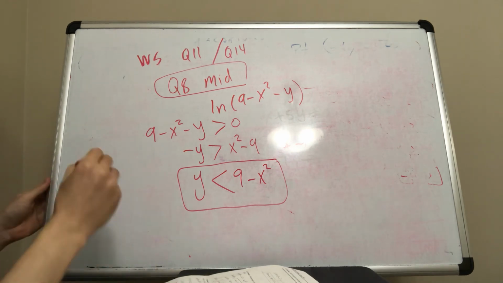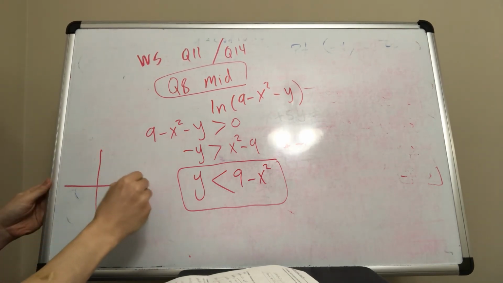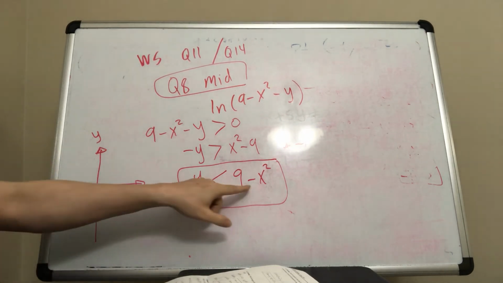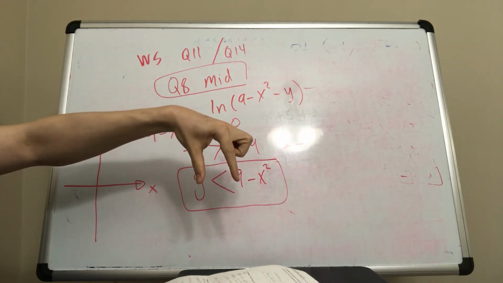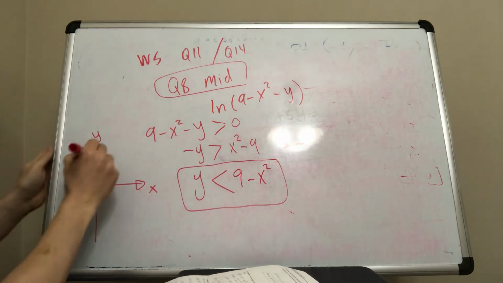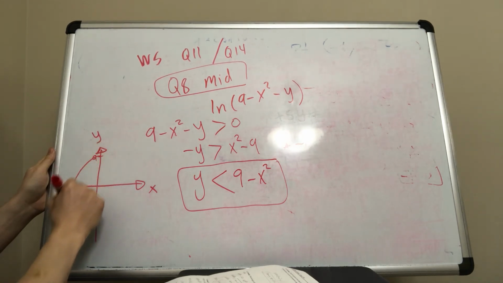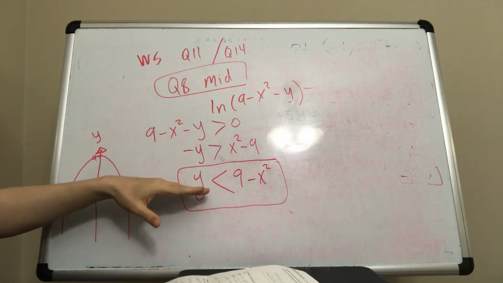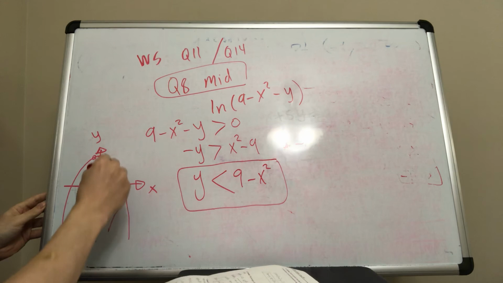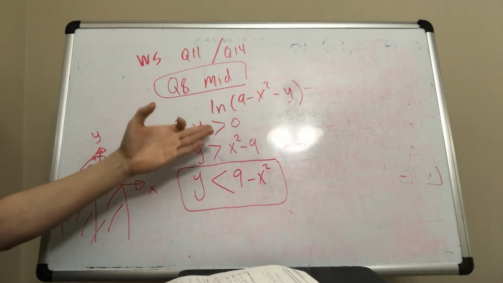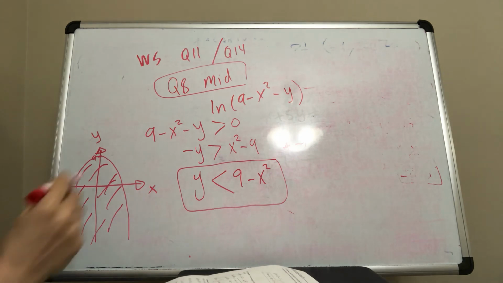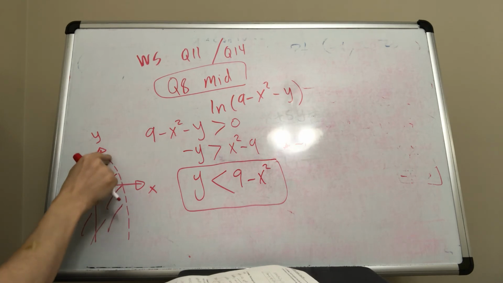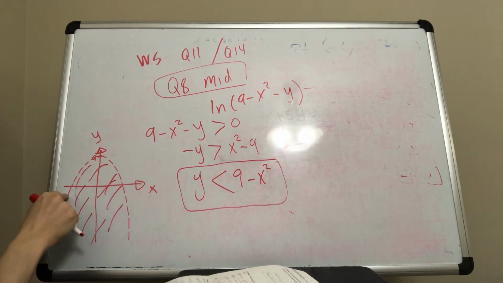Now, how do you sketch this domain? You go to your x and y. Negative x squared is like the letter n. 9 makes it start with 9. But you're less than this, so your y is less, so this is my region. If it's more, it would be the region above the line. But make sure that the line is not included, so make it a dotted line to indicate that the line is not included.